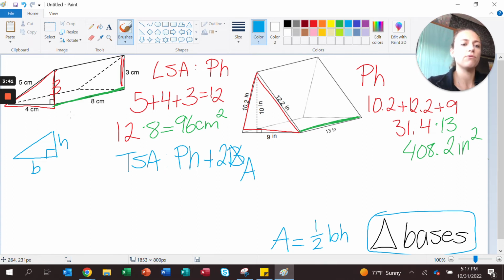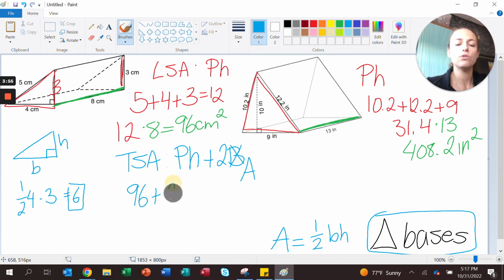So over here we would find half of 4 times 3. 4 times 3 is 12. Half of that is 6. So the area of my triangle is 6. Therefore, I can take the 96 and add 2 times the value of my area, which is 6. So in this case, I would be ending up with a total surface area of 108 centimeters squared.